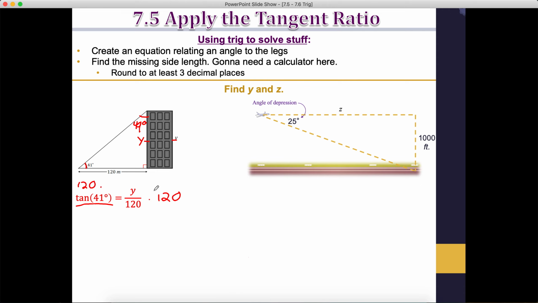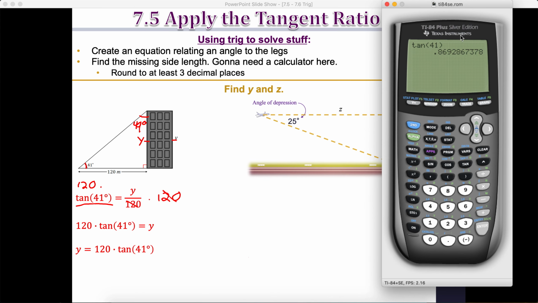So what I end up getting is that 120 times the tangent of 41 is equal to y, because these 120s cancel out as we need them to. What we could do is swap the sides of the equation to get y is equal to 120 times tangent of 41. And then we don't have to worry about this thing right here. I threw this out just for some context, just so you know what this actually means. But I could do this whole phrase, 120 tangent of 41, all at once.